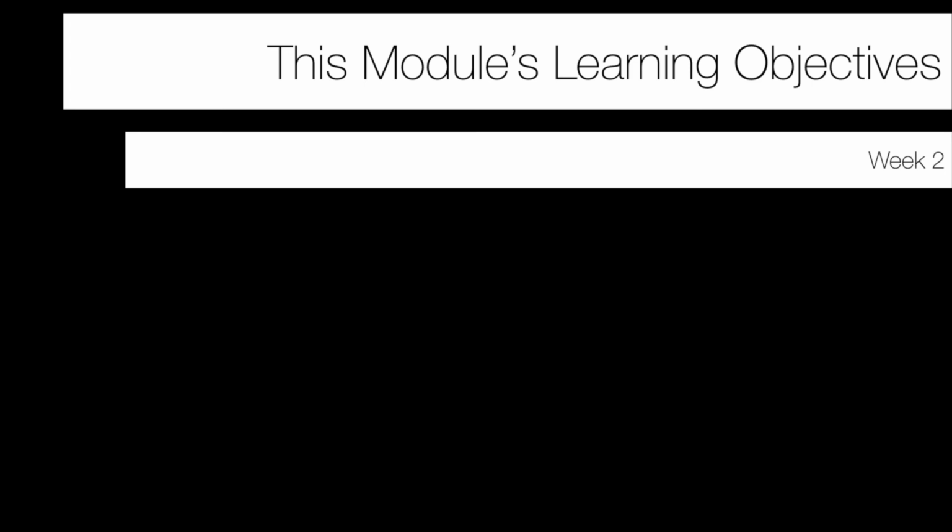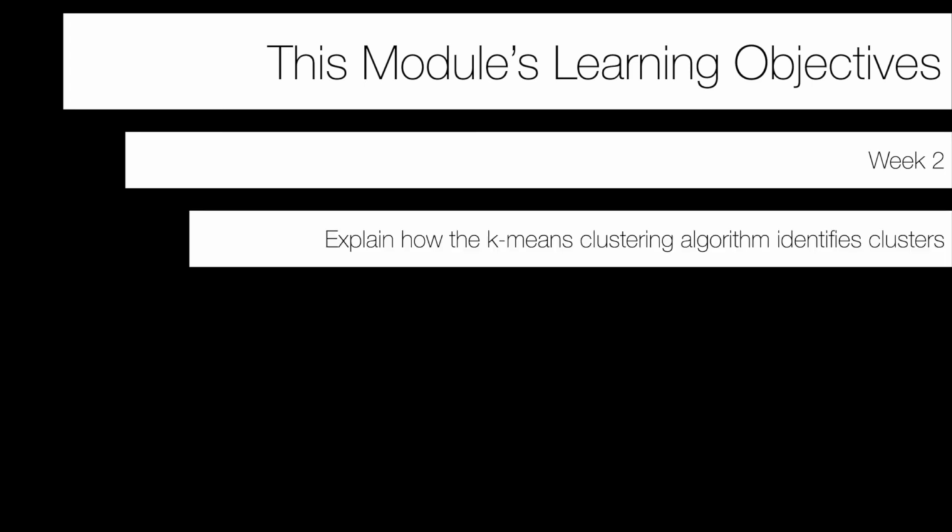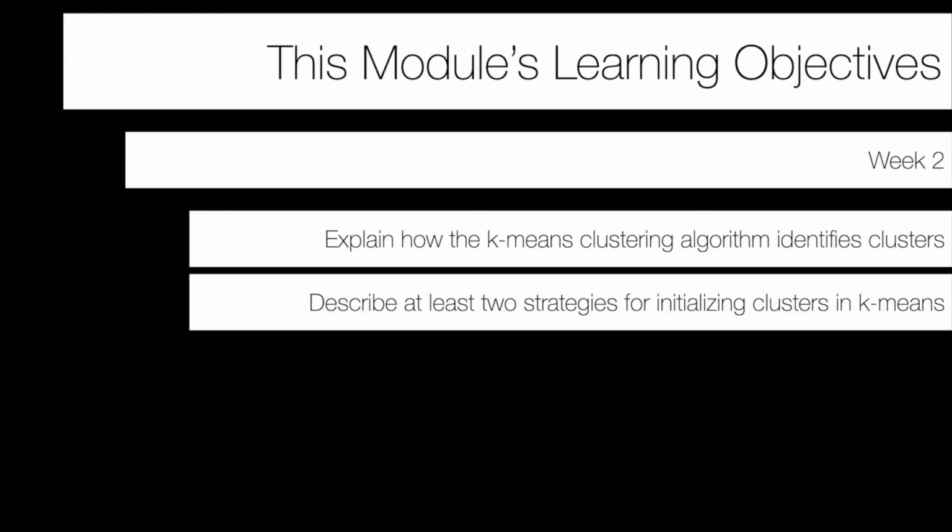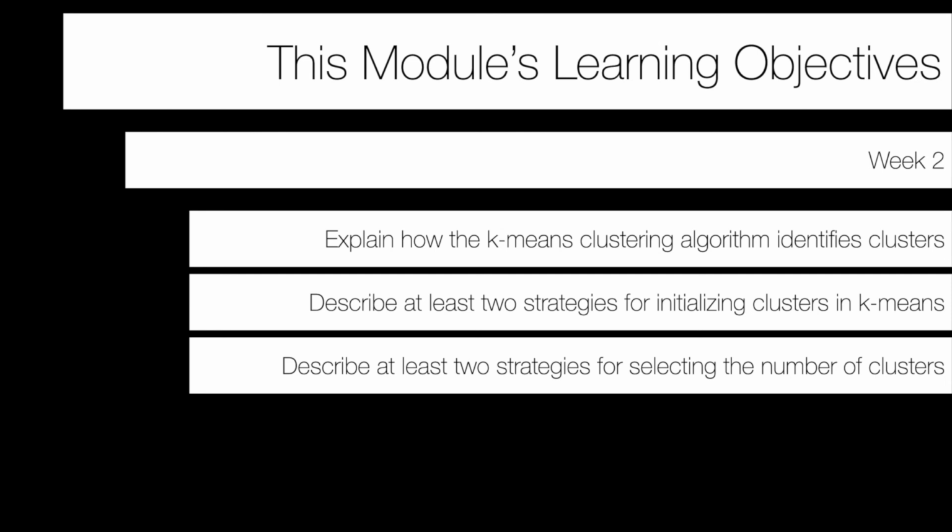So that closes out our discussion of clustering, where we've introduced k-means clustering and how this process identifies clusters. We've talked about initializing clusters in k-means, and we've talked about strategies for selecting the number of clusters and what that means for k-means versus hierarchical clustering.